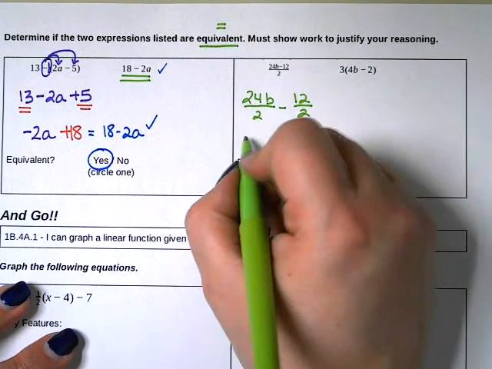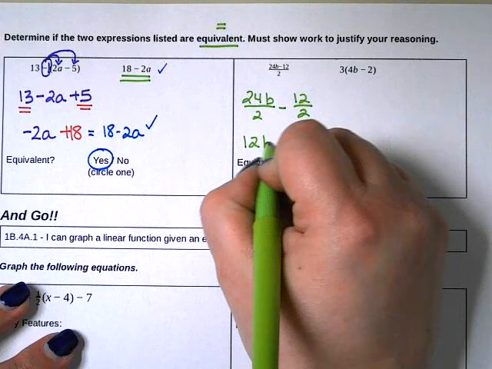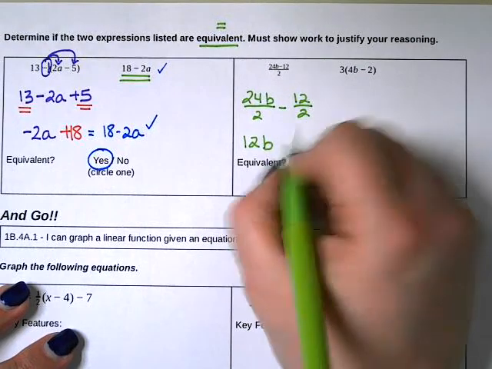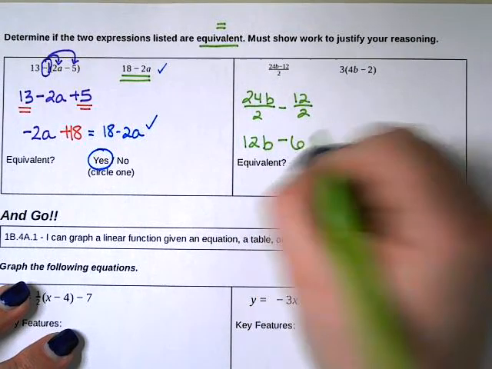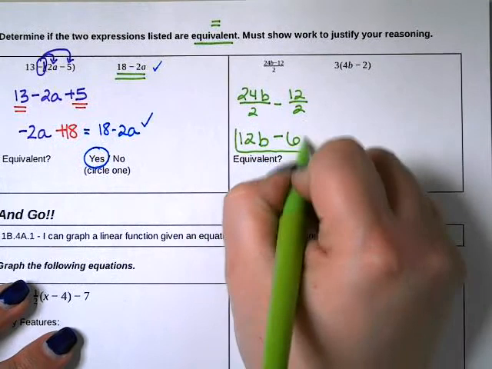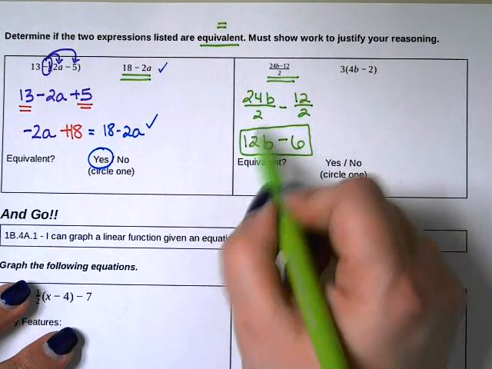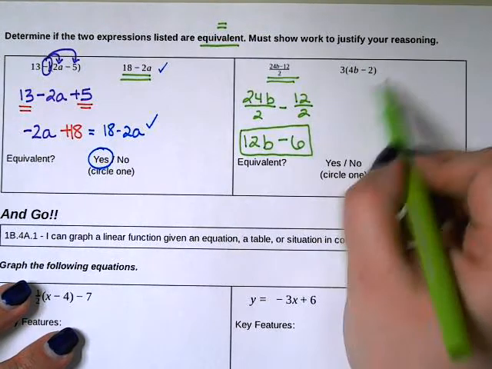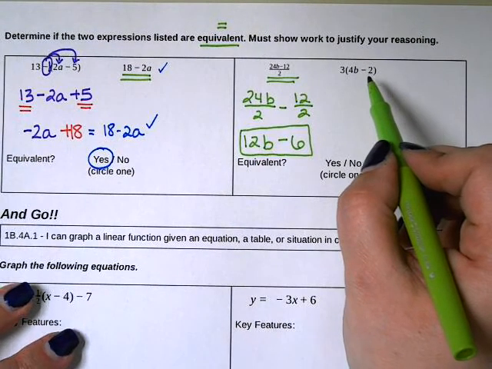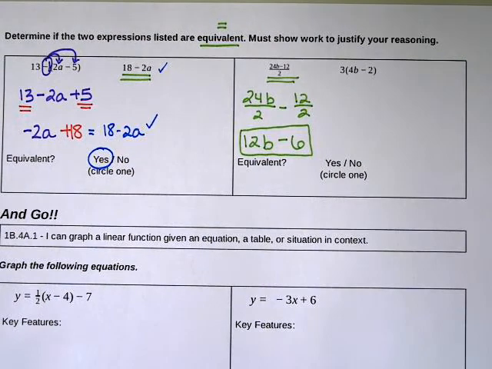24 over 2 is 12, so we have 12b, and then 12 over 2 is 6. So we have 12b minus 6. This expression up here simplifies down to 12b minus 6. Now we need to look at this one, and this one actually isn't simplified yet either. So we're going to need to simplify that expression also.